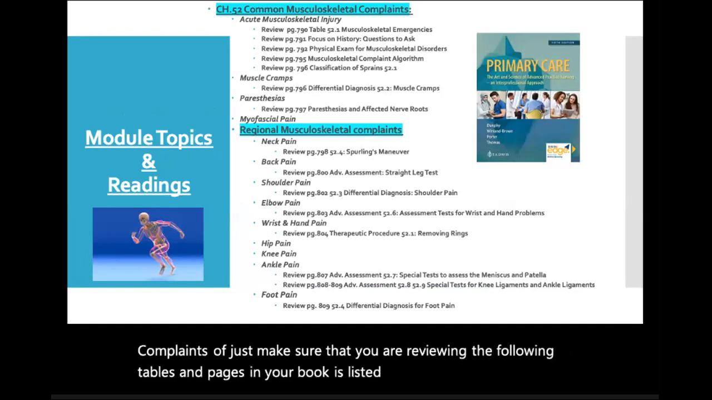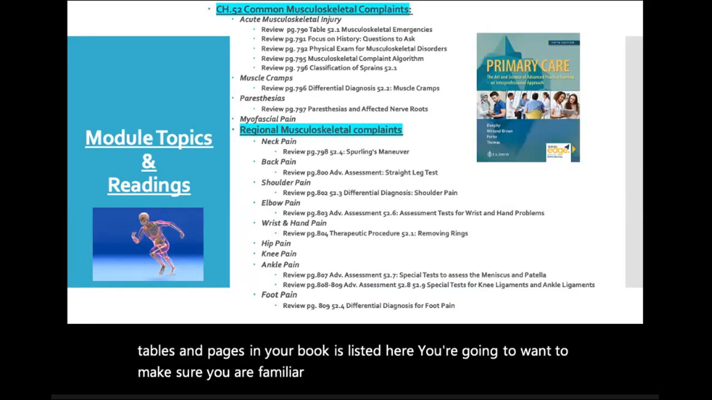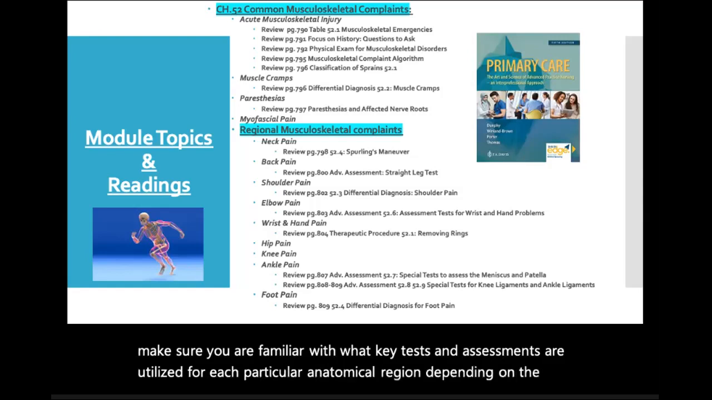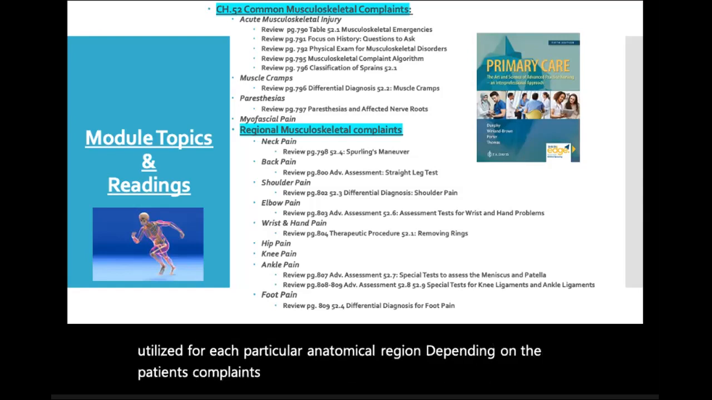You're going to want to make sure you are familiar with what key tests and assessments are utilized for each particular anatomical region, depending on the patient's complaints and presentation. Okay, so just make sure you know the specific tests for each particular region.